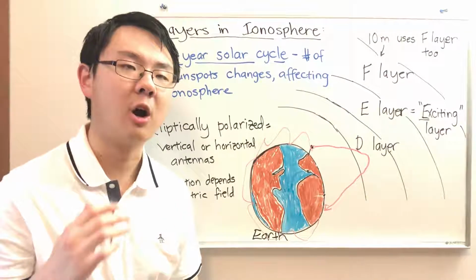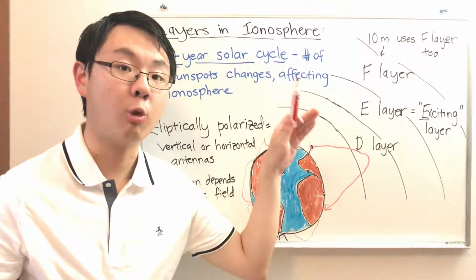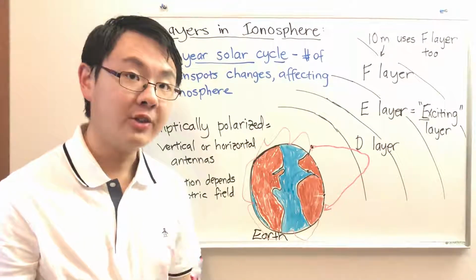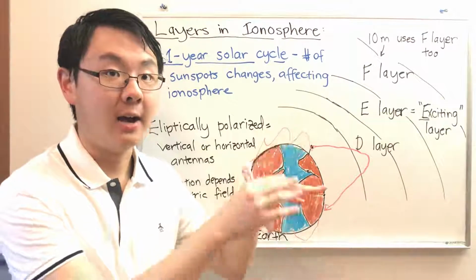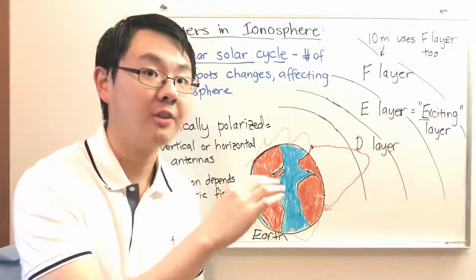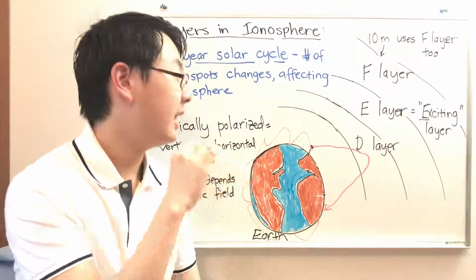It's just going to be a little harder than it would be if there were a lot more sunspots. But don't worry, you can still have a lot of fun. So as we said, the ionosphere is a layer in the sky. Okay, it's a layer in the sky that reflects signals. But the layer in the sky called the ionosphere is actually made up of several different layers itself.